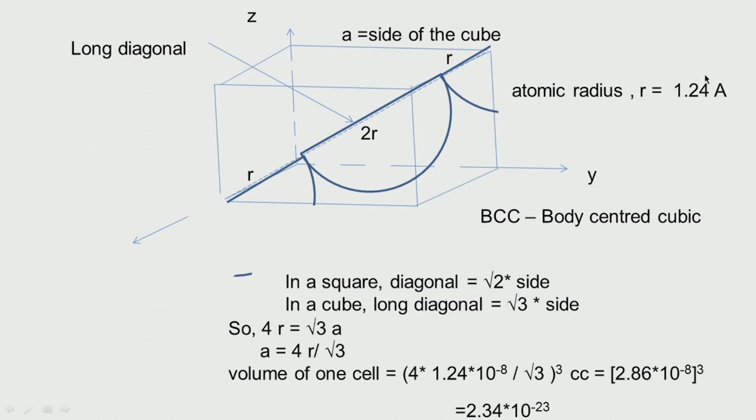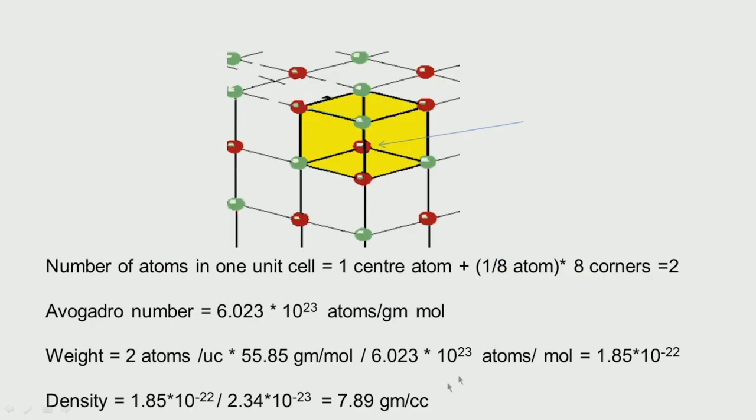And then, of course, we need to convert angstrom into centimeter. So, that is why we have this 10 power minus 8. So, we end up with 7.89 grams per cc, quite straightforward.